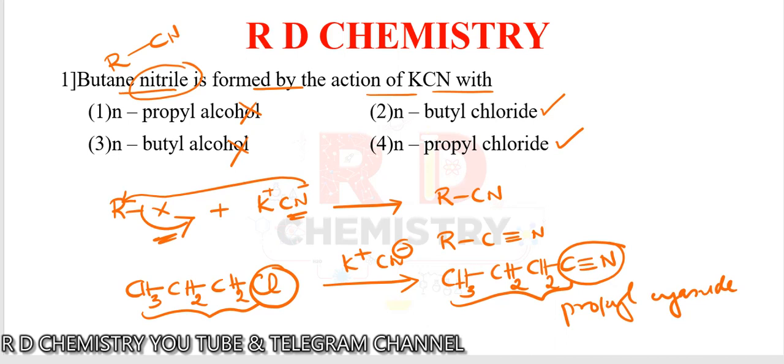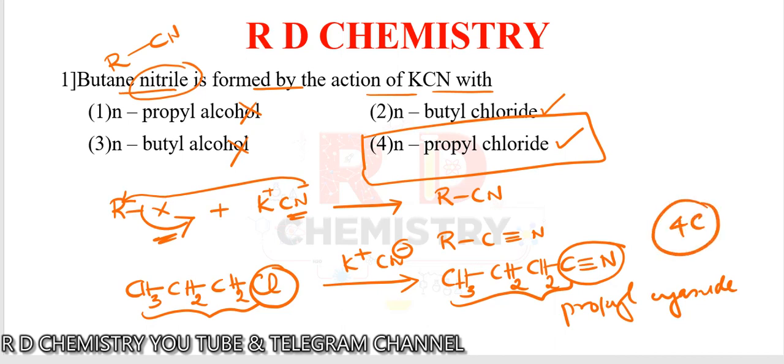Correct? The answer is option number 4. Propyl chloride. N-propyl chloride will give the propyl cyanide, which is nothing but butane nitrile, 4 carbon atoms with a nitrile. Clear?